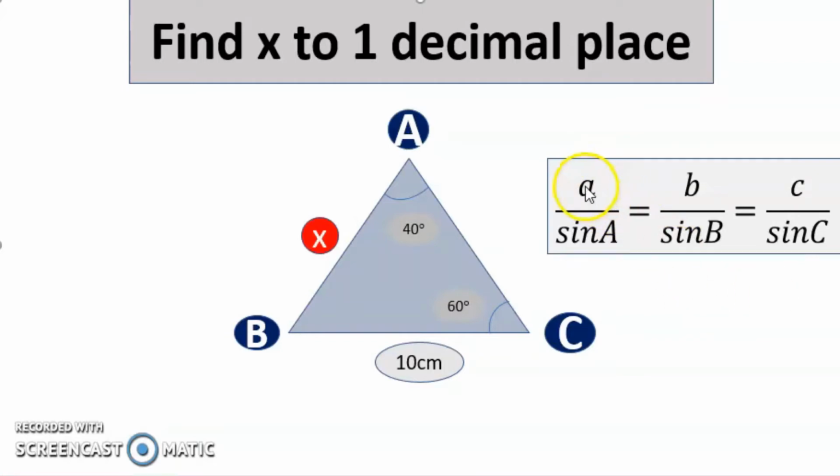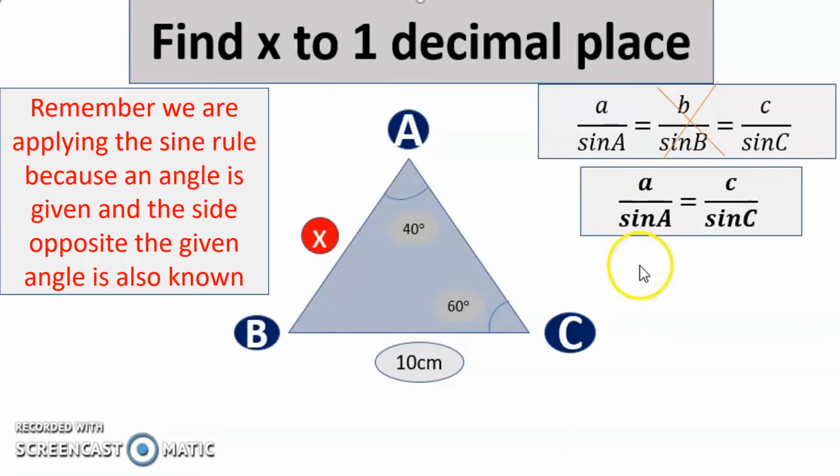Since a is given to be 10 centimeters, sine A, we know angle A to be 40 degrees. c, we don't know c, we are looking for c, which is the x. We also know sine C, that is the angle C, to be 60 degrees. So we know 1, 2, 3 parameters. So at least 3 out of the 4 parameters must be known in order for you to use any. So we are going to use a over sine A equal to c over sine C.